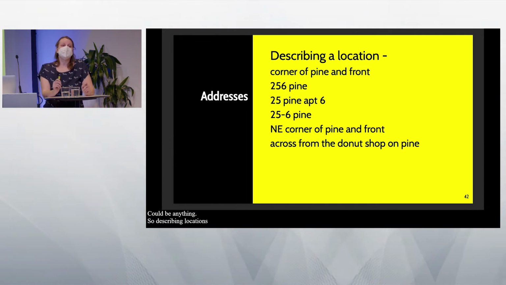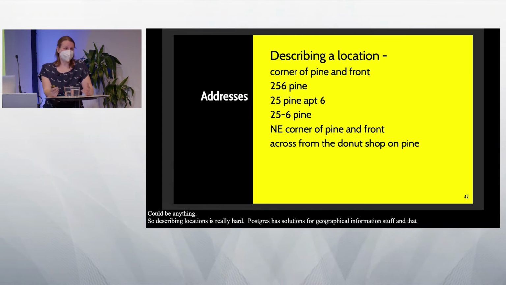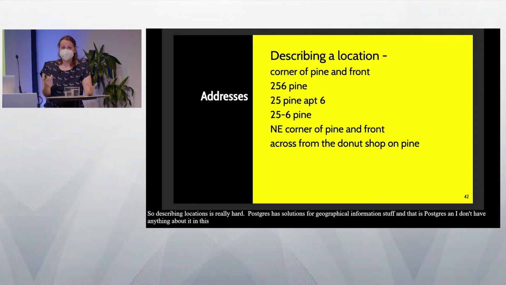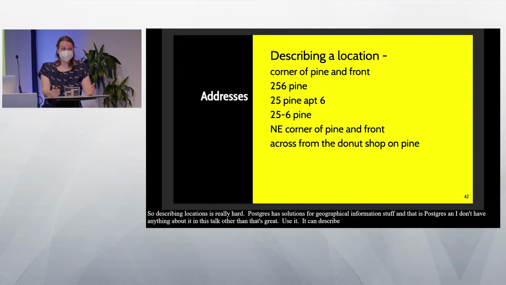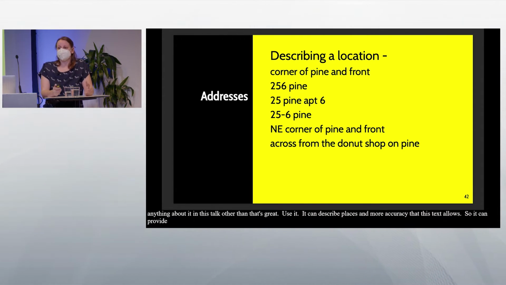Postgres has solutions for geographical information stuff, and that's PostGIS, and I don't have anything real about PostGIS in this talk, just to say it's great, you should use it. Be aware that there are ways to describe places and lots of things that provide you more accuracy and precision than text allows. So these examples provide some clarity on the kinds of confusion that you can create when choosing a data type that's not well suited to what you're trying to relay.